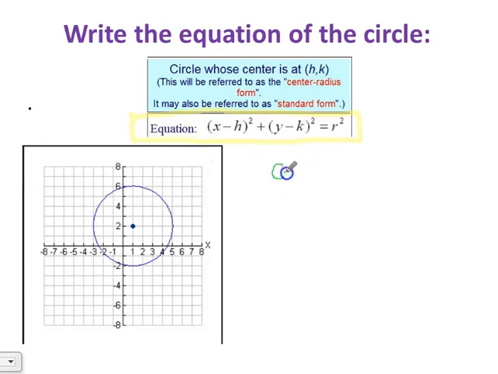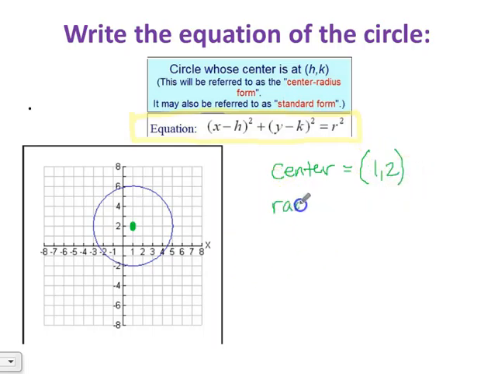So what are the coordinates of the center of the circle? So the center is right here, right there, pointing at it. That's the center of our circle. So what are those coordinates? 1, 2. So the coordinates of our circle are 1, 2.